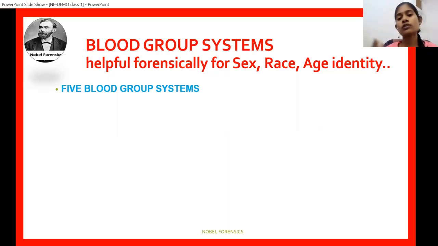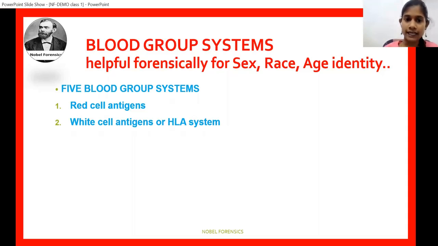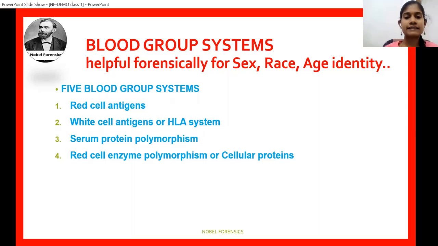In the same way, there are more than 150 blood groups, and they are all divided into 5 blood group systems, which are forensically helpful for the identification of sex, race, and age. Here I added the 5 blood group systems: red cell antigens, white cell antigens or the HLA system, serum protein polymorphism, and red cell enzyme polymorphism, which are cellular proteins. Red cell antigens means antigens present on the red cells, RBCs. The fifth one is hemoglobin variants.